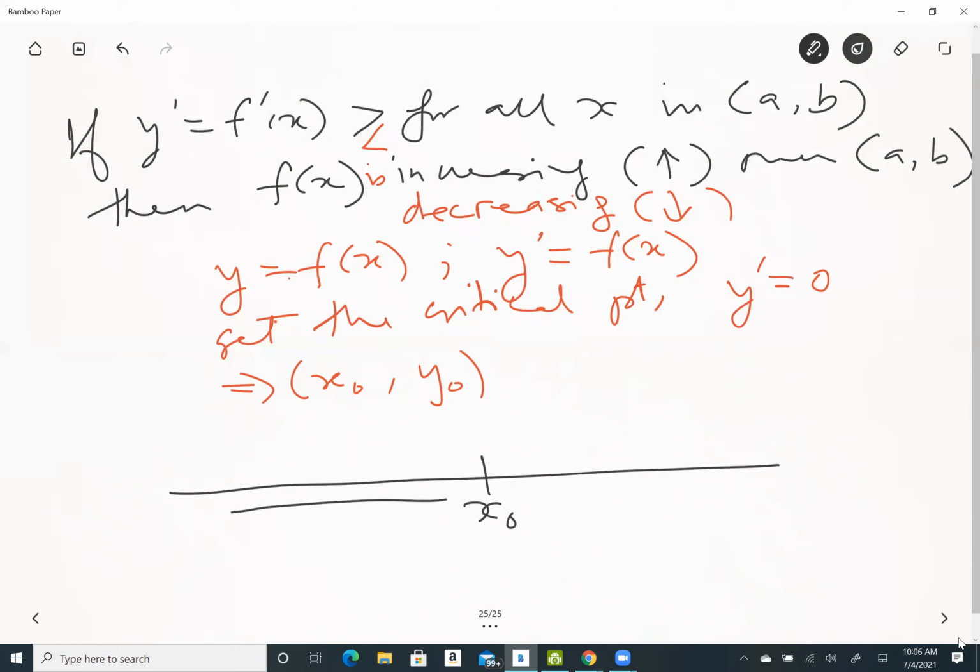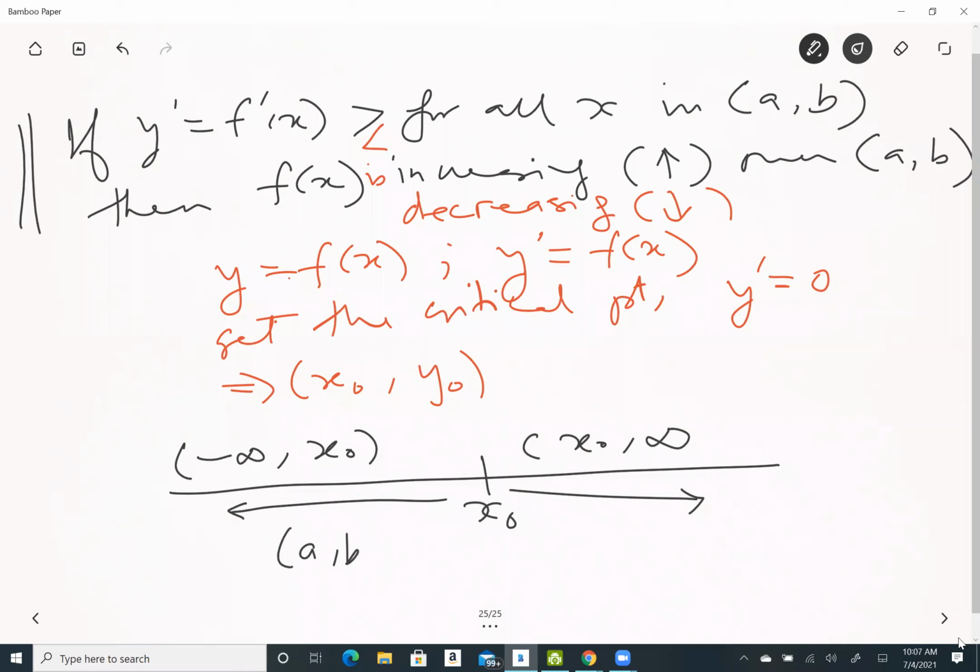You have one interval to the right, or to the left, I'm sorry, and one interval to the left. So here it's negative infinity to x0, and here you have x0 to infinity. If this is interval AB, which is to the left of x0, in other words, this point now is B, okay, x0 will be B.